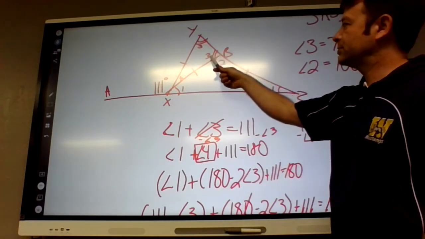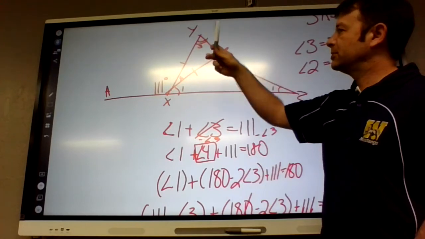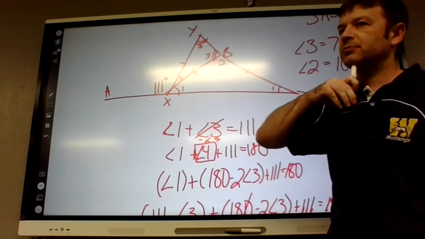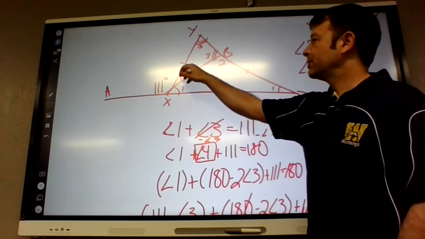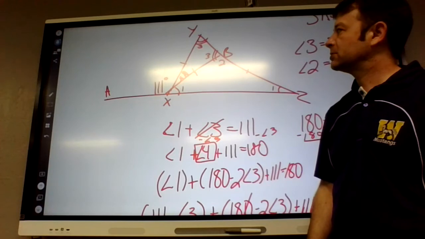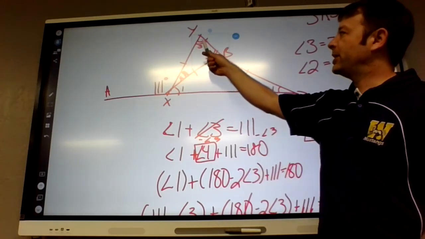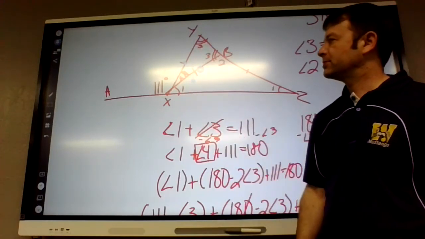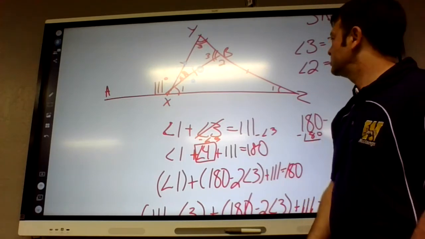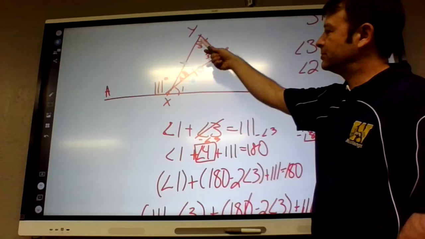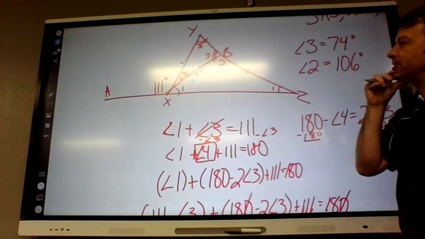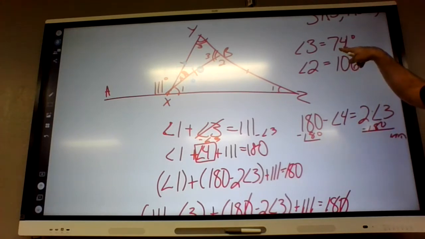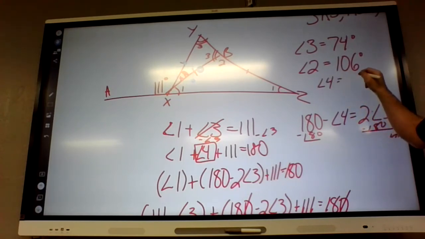3 is 74, so that's 74, so what? We're looking for this one down here. Well, what do we have here? We got three angles in the triangle, right? So what do I know about the three angles in the triangle? 74 plus 74. 180 minus that. Okay, yeah. 74 plus 74 is 148. 180 minus 148 is 32. Okay.